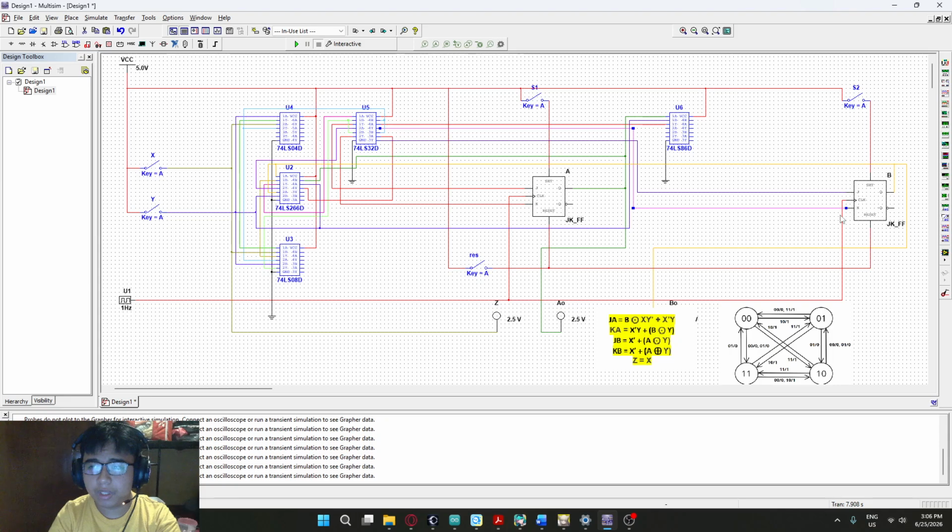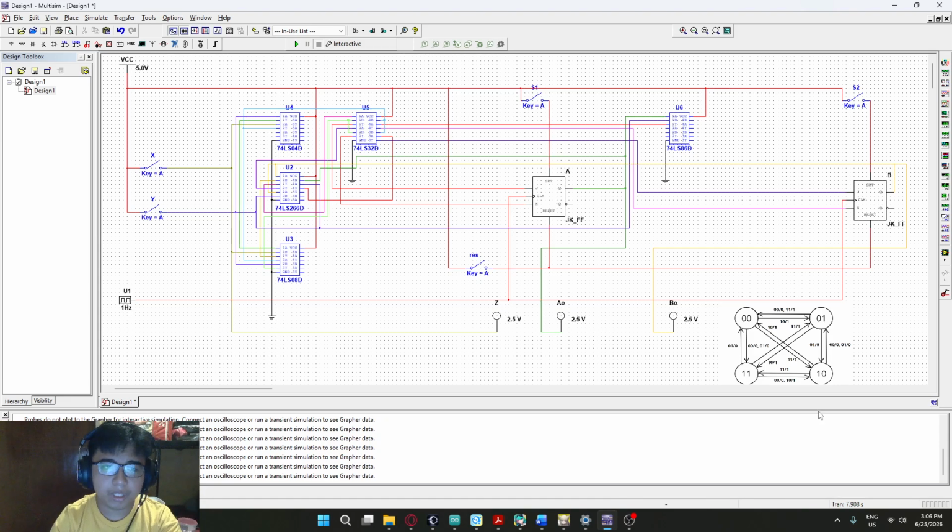Now for input K, it is X naught plus A XOR Y. Therefore, in the XOR gate, it's output A, input Y, and the value of that is fed into an OR gate with inverted X, and then the value of that is fed into the K input of flip-flop B. Then output Z is simply connected to input X.